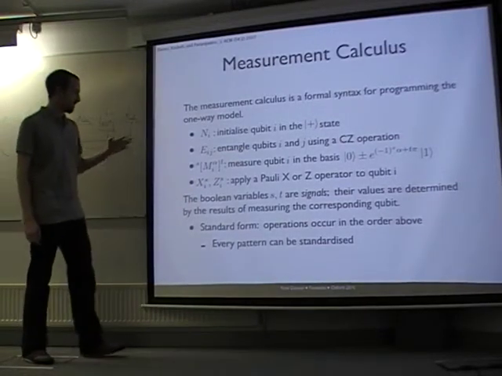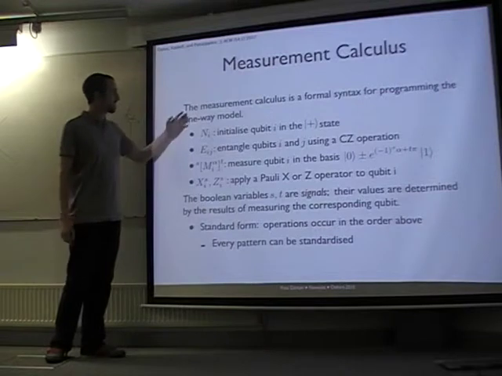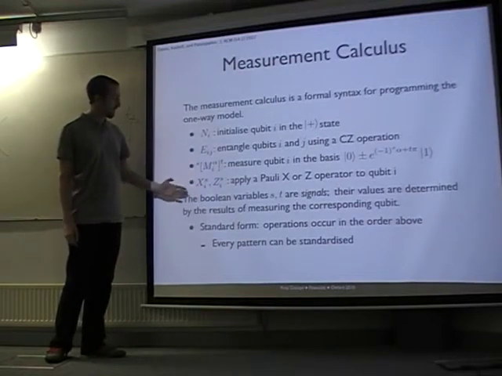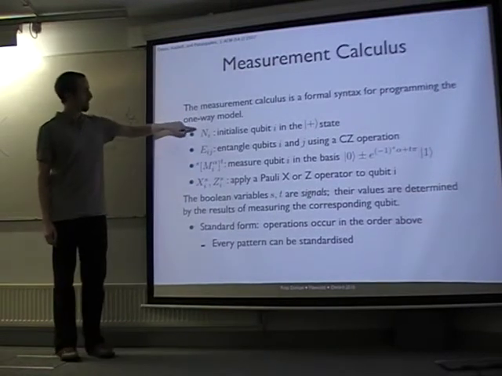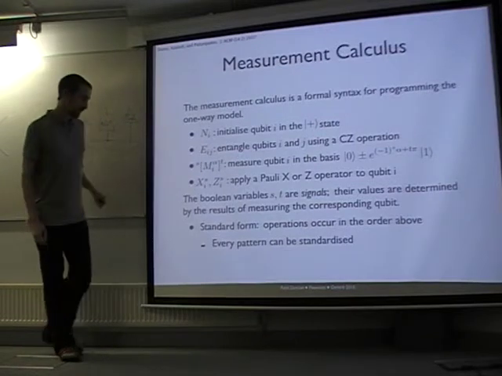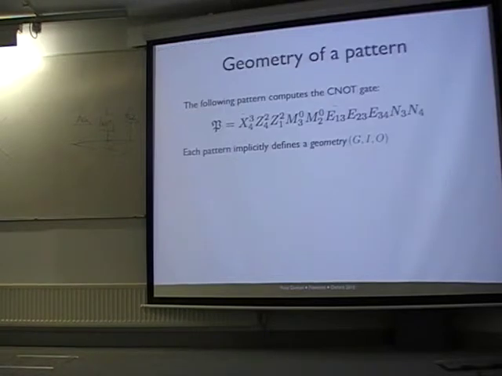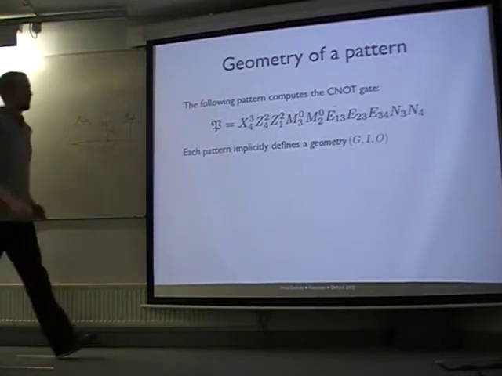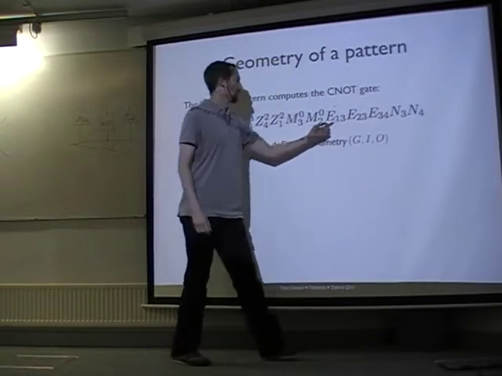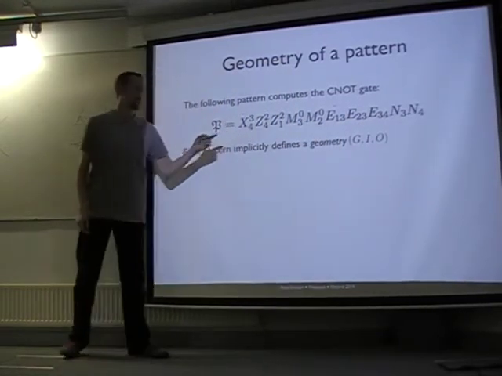And it's a theorem in measurement calculus that every program you can write down with this syntax is equivalent to one where the operations come in this order. Okay, so that's called standardization. But that form of syntax slightly conceals the underlying geometric nature of this stuff. So if I take this example pattern, we can see we're going to have some fresh qubits, we're going to entangle them, we're going to measure some of them, and then we'll do some corrections.